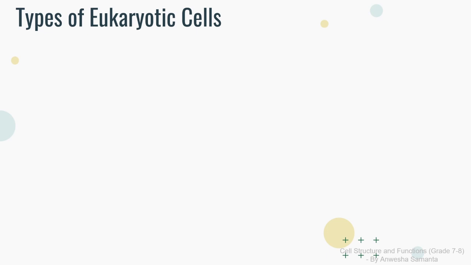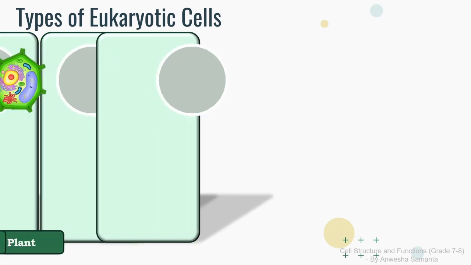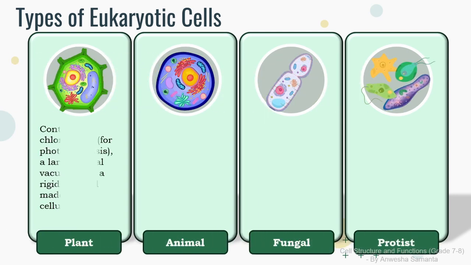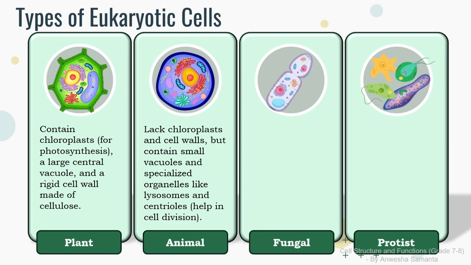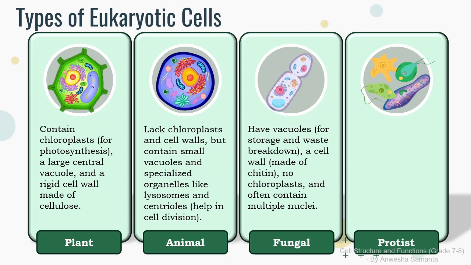Now let's move on to the types of eukaryotic cells. Plant cells have chloroplasts for photosynthesis, a big central vacuole, and a rigid cell wall. Animal cells don't have chloroplasts or cell walls, but they do have small vacuoles and organelles like lysosomes and centrioles. Fungal cells have vacuoles, a chitin cell wall, and often more than one nucleus, but no chloroplasts.